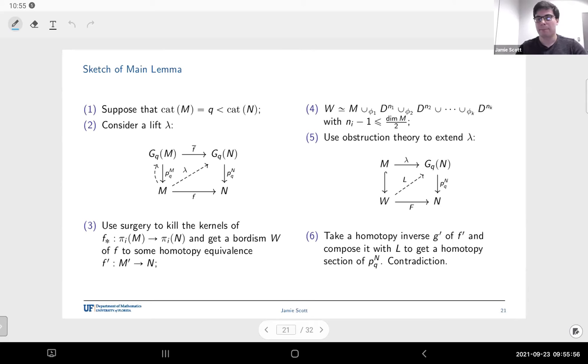So the thing about this proof is it didn't require really anything specific to LS category over any other type of sectional category, right? You can replace the Qth Ganea spaces with just fiberwise joins of maps and so on. And the obstruction theory wasn't specific to category, nor was the surgery theory. So same proof, we get a more general lemma.